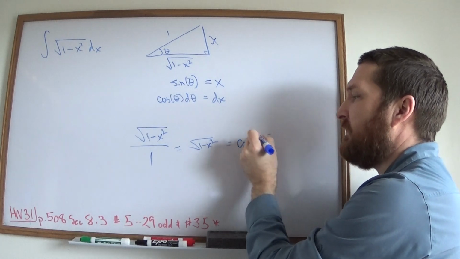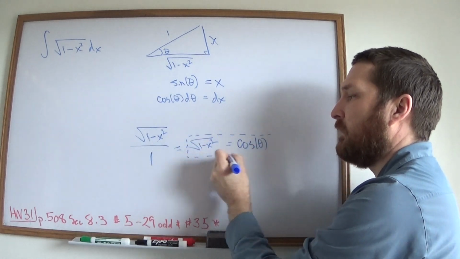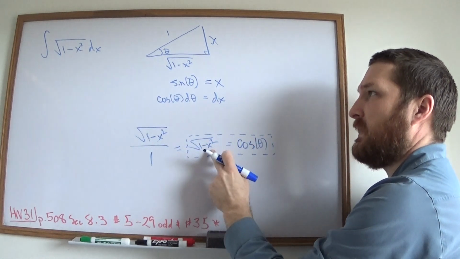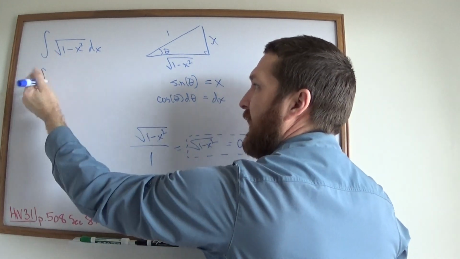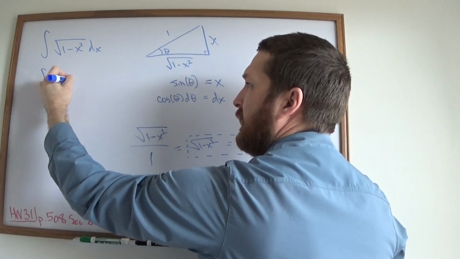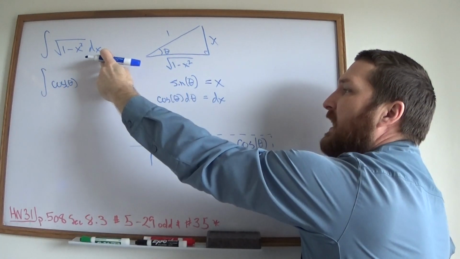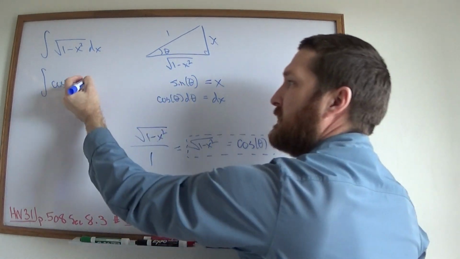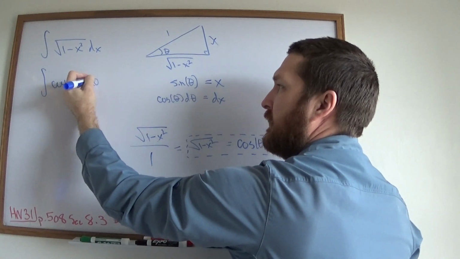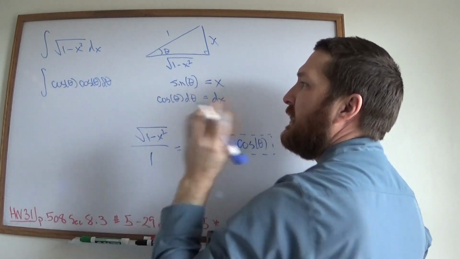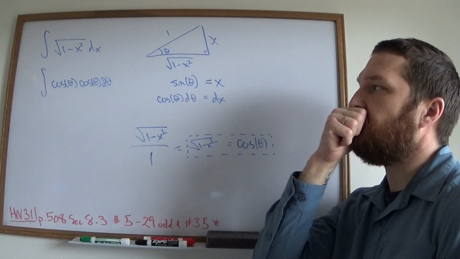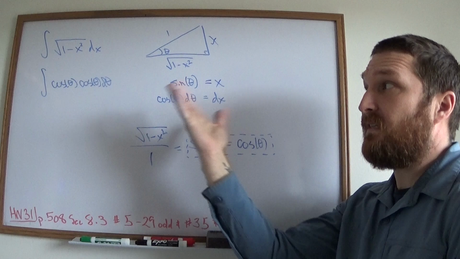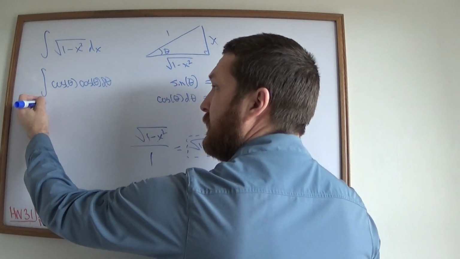Okay? So now we have all the parts of our integral. I have square root of 1 minus x squared equal to cosine theta, so I'm just going to replace that. There's that, that's just cosine theta. dx is cosine theta d theta, so cosine theta d theta. Now I've substituted theta for x. And this is actually quite easy to do.